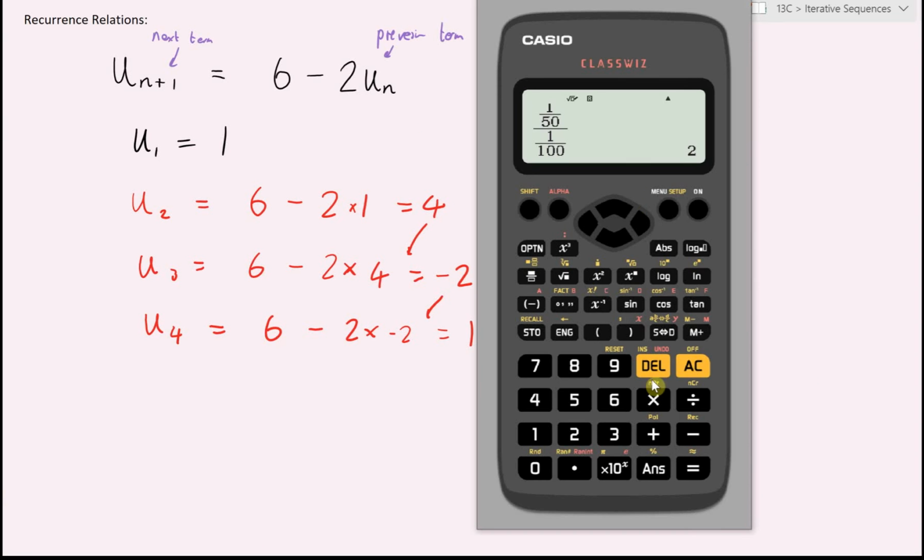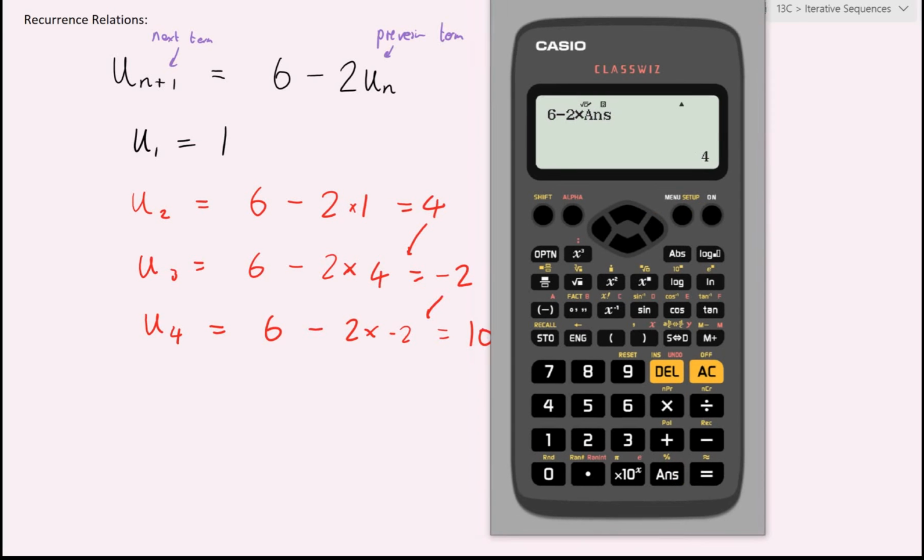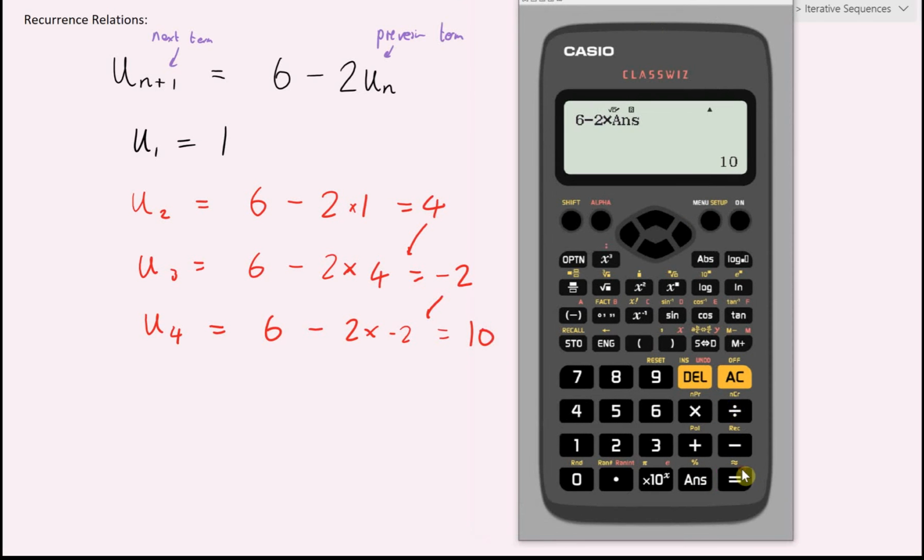When I taught this in the past, I recommend using the answer button. So you can log 1 as your answer, and then just type in the right-hand side over here, replacing Un with the answer button. So U2 was 4, U3 was minus 2, U4 was 10, and each time you press equals, you'll get to the next term. So it makes it really easy to work these things out.